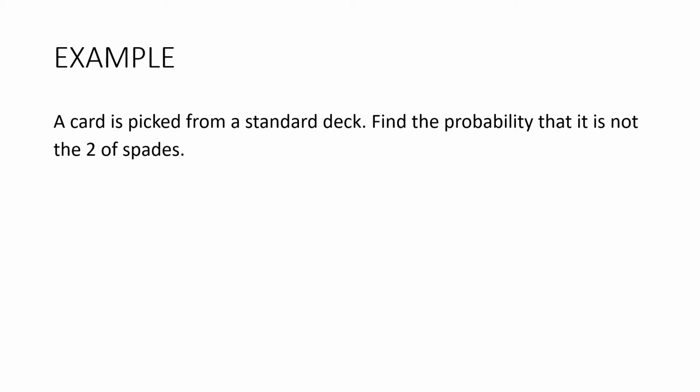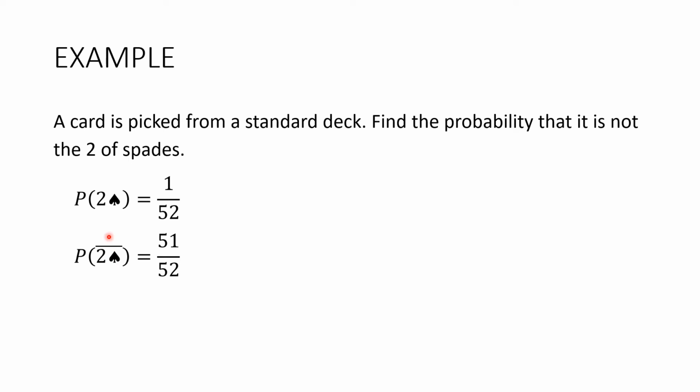Find the probability that it is not the 2 of spades. There's only one 2 of spades, so the probability that we pick it is 1 out of 52. The probability that we don't pick the 2 of spades has to be every other card. So its probability is 51 out of 52.